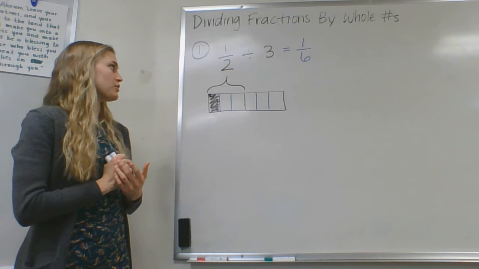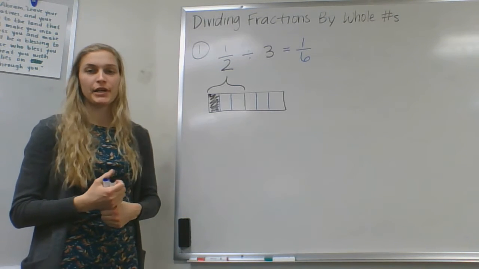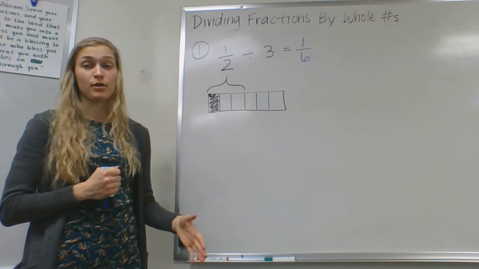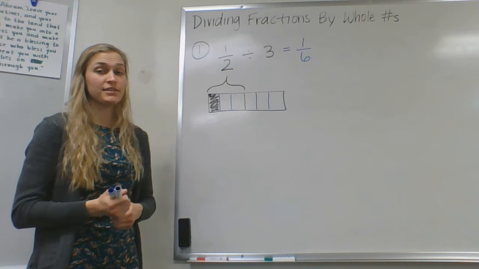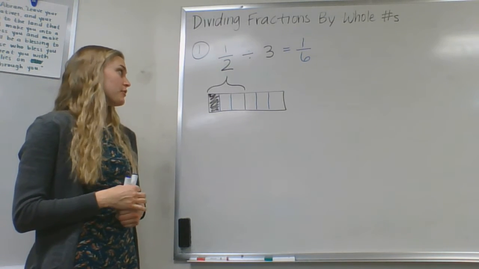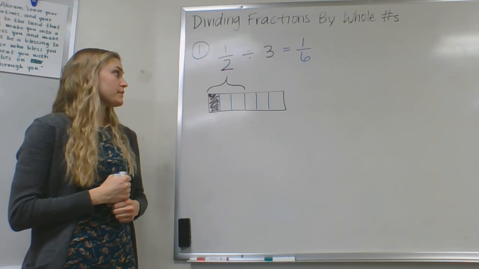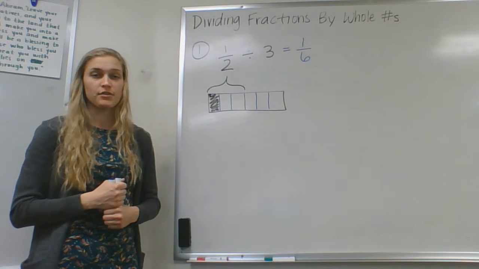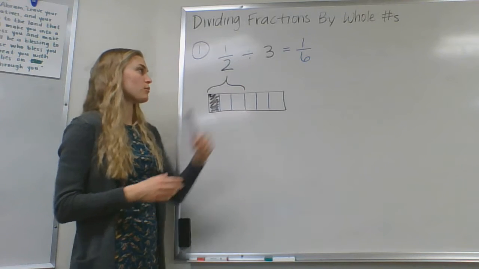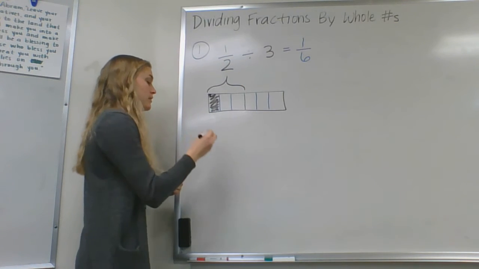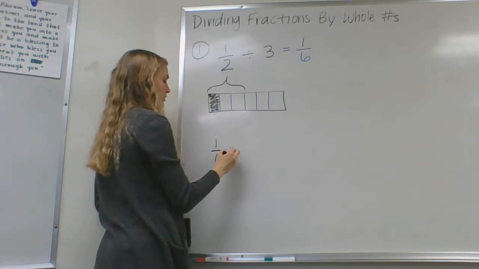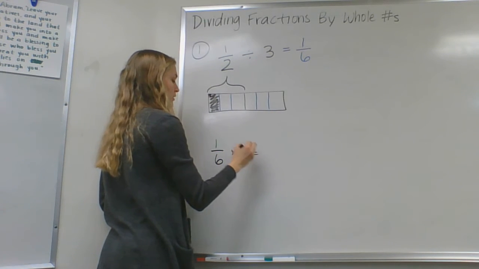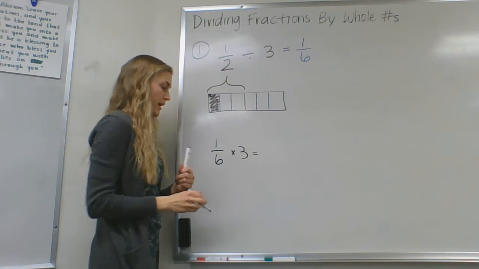It's true with division too. If you divide by something greater than 1, it gets smaller, like normal division. But if you divide by something less than 1, it's actually going to get bigger. Interesting. All right. So we can again check this with multiplication. If we take our answer 1/6 and we multiply that by our divisor 3, we should get what we started with, 1/2.